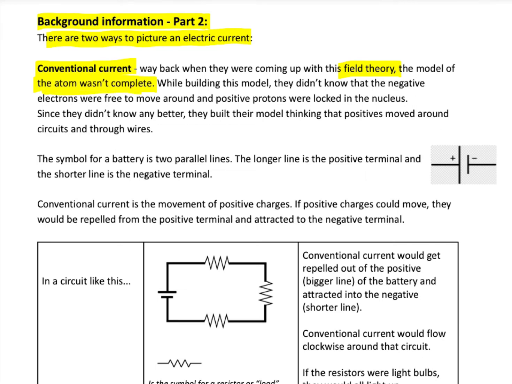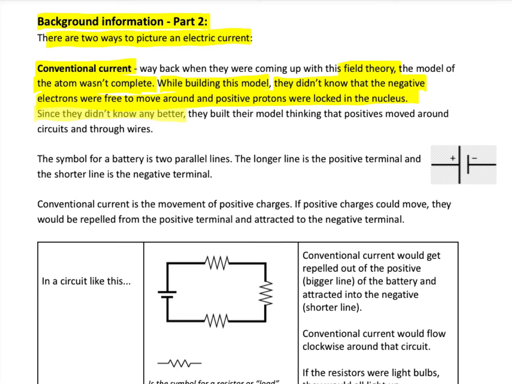So these electricity field theory people, while they were building the model of field theory, of electricity and current and things that all ties together, they didn't know. They didn't know that it was electrons that were free to move around and positives were locked in the nucleus. At this point, no one knew that.